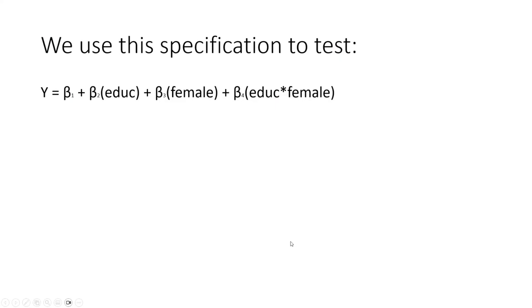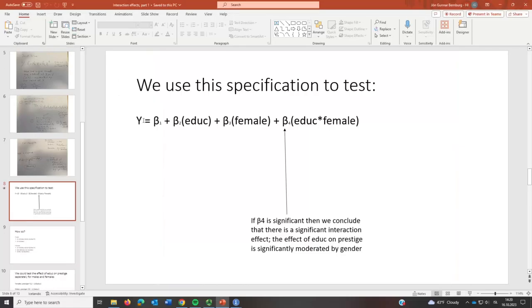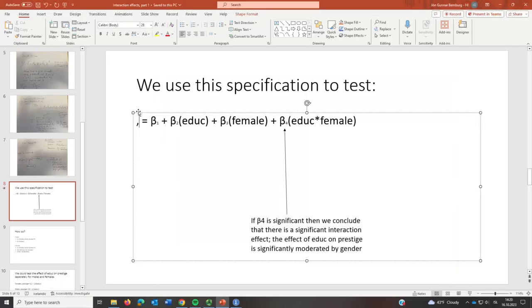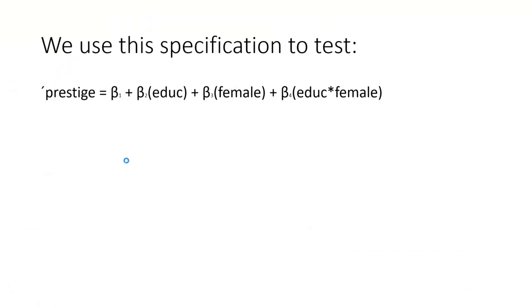So we're going to use this specification to test. I have education, and this is supposed to be the predicted value of prestige. So we have predicted prestige, we have an intercept, we have the education variable, we have the variable for female, the dummy variable for gender, and then we have education times female. This is the interaction term.